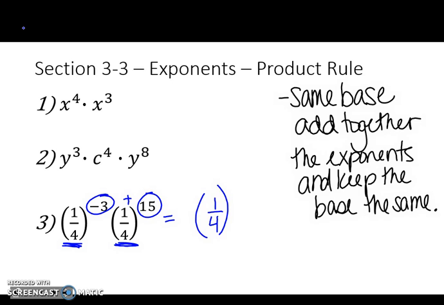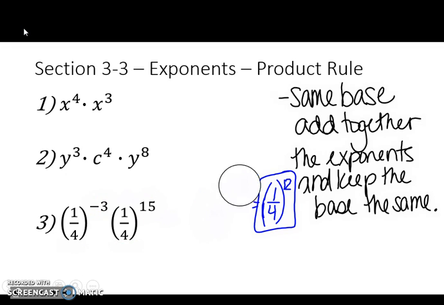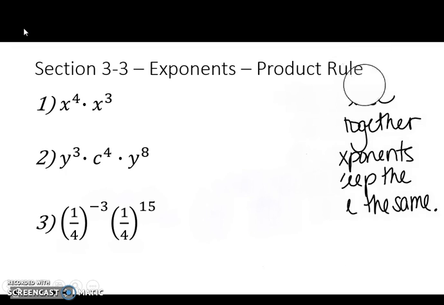And here come your integer rules again. So I would highly advise that you double check your brain by punching things into your calculator. So I'm going to take -3 plus 15. And we should get 1/4 as our base and 12 as our exponent. So our answer is 1/4 to the 12th power. Go ahead and erase that.